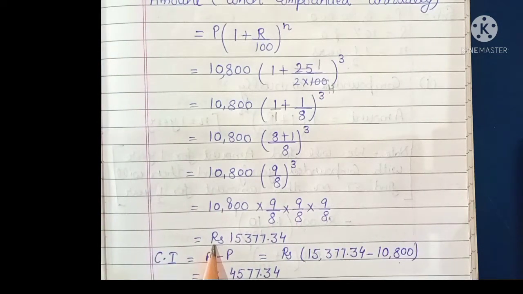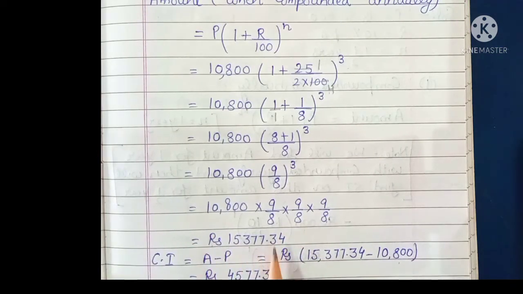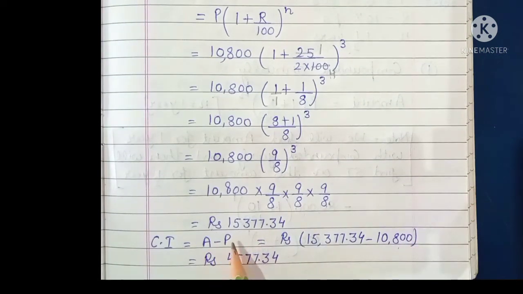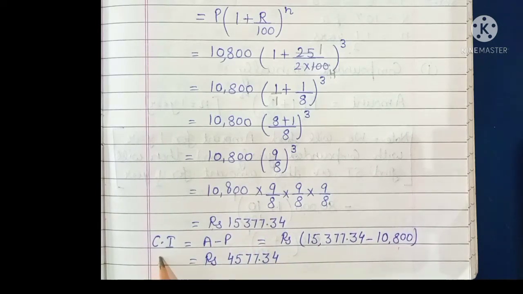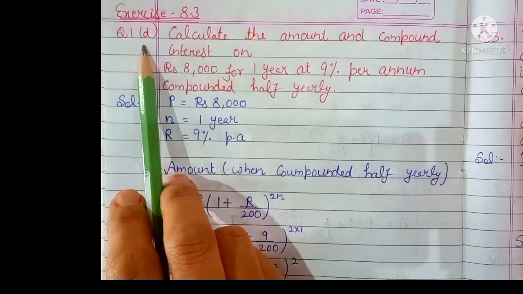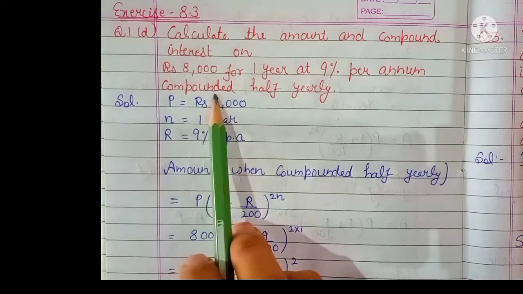Now we want to find out the amount and compound interest in this question. So after getting the amount, we can calculate compound interest by subtracting principal from the amount. So this is the amount, this is the principal. When we subtract, we will get the compound interest, that is 4,577.34 rupees.